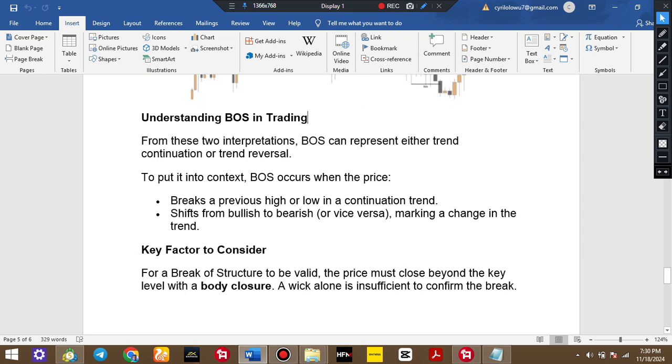Now, understanding BOS in trading, from these two interpretations, BOS can represent either trend continuation or trend reversal. To put it into context, BOS occurs when the price breaks a previous high or a previous low in a continuation trend, while a shift from bullish to bearish or vice versa makes a change in the trend.